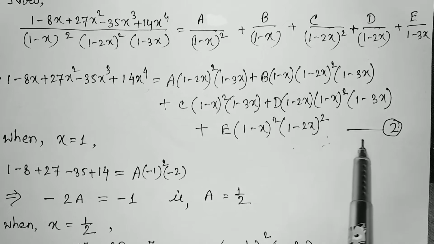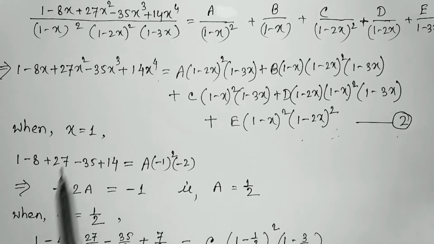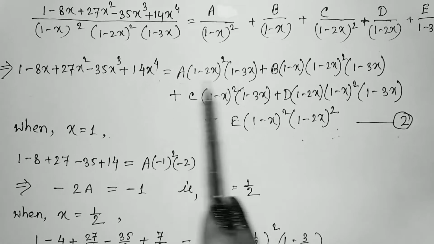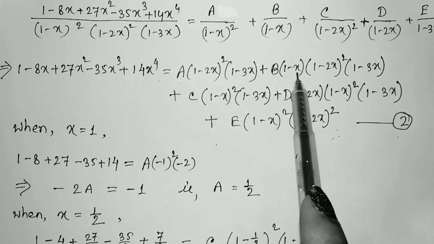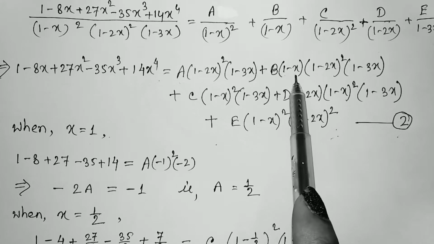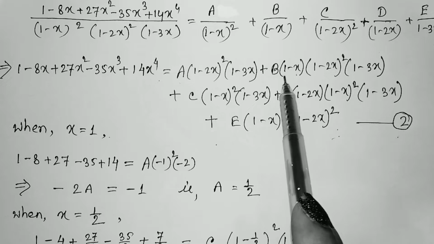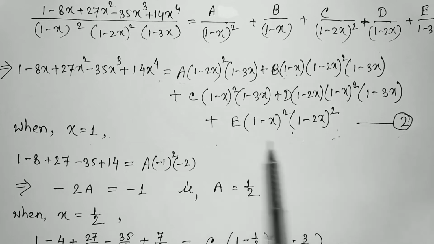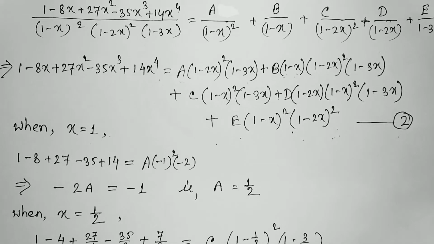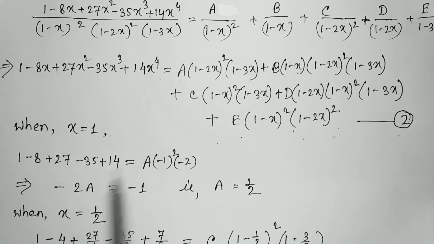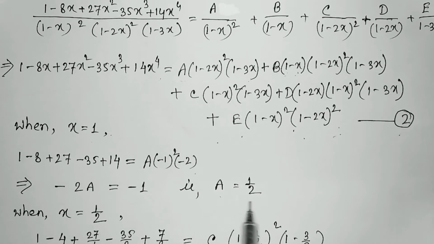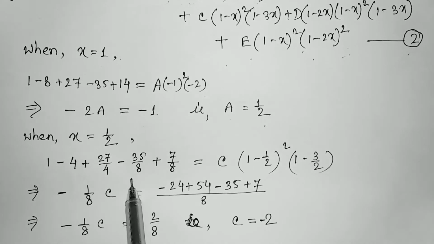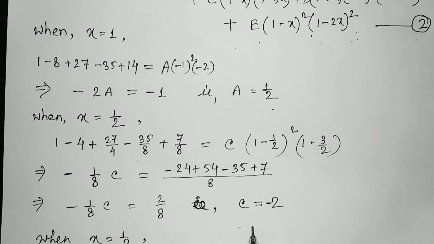Now if this one is equation number 2, then in this equation if we put x equals 1, we will find that except this term all the terms are 0, because the factor 1 minus x is there. When x equals 1, all terms containing the factor 1 minus x vanish, except the first term. So if we substitute x equals 1, we find A equals 1 by 2. Similarly, when we substitute x equals 1 by 2, we find the value of C equals minus 2.